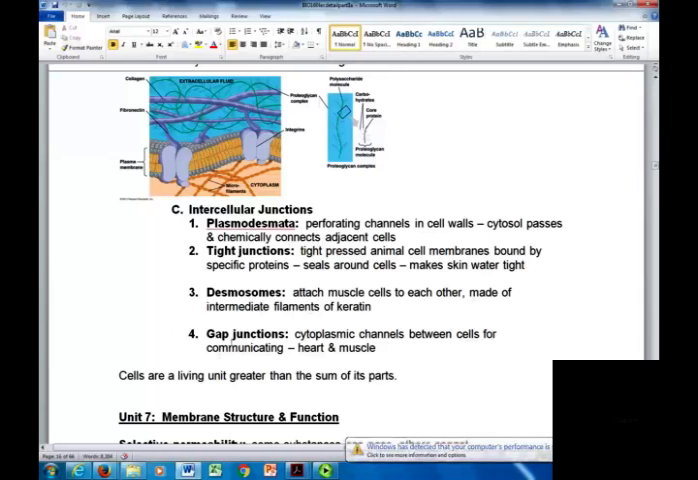And then the gap junctions. These are cytoplasmic channels between cells that are going to be used to communicate in the heart muscle and skeletal muscle. So overall with cells, we do study them as units, but they are a living unit greater than the sum of the parts because they do interact with each other.